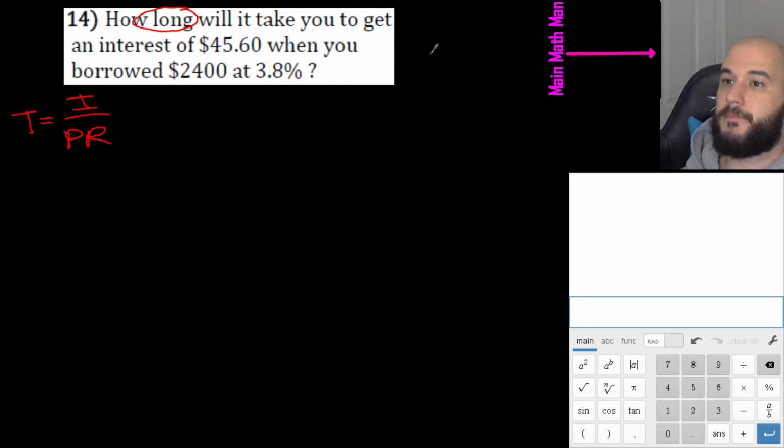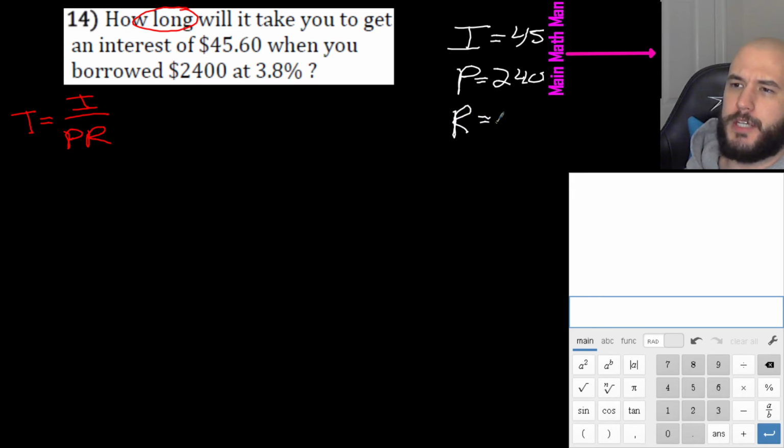Alright, so let's plug in these values as follows. And so we could say, alright, we have something like this. The interest is going to be equal to 45.60. We have our principal, again, is 2,400. The rate, again, make sure you change that to a decimal for yourself. And so you'd say, all right, I have that 0.038. And again, we're looking for time, so we leave that be unknown.